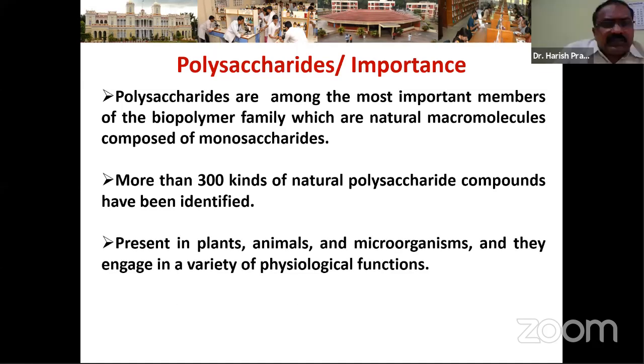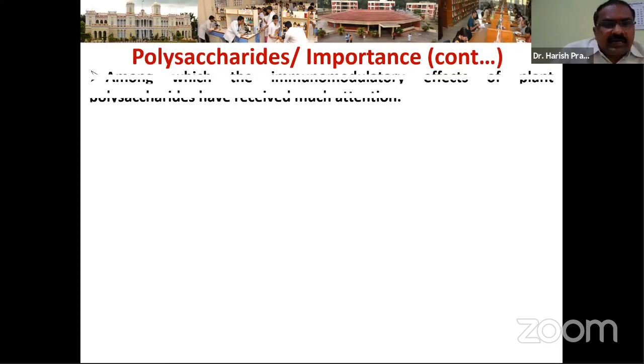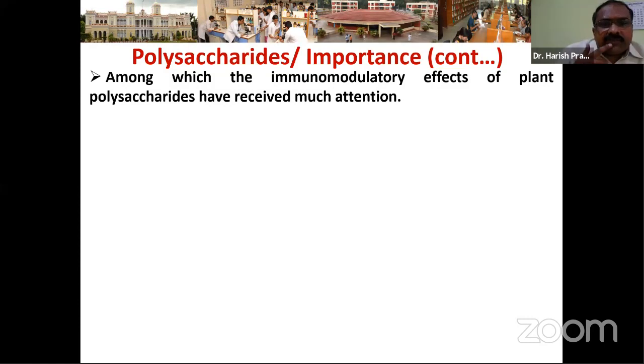As I told you, it is present in all animals, plants, and microorganisms, and engages in a variety of physiological functions. This polysaccharide became very popular with respect to immunology around the 1950s to 60s, when the main focus on immunomodulation of this polysaccharide took place. Continuing with some of the importance with respect to immunomodulation of this polysaccharide.